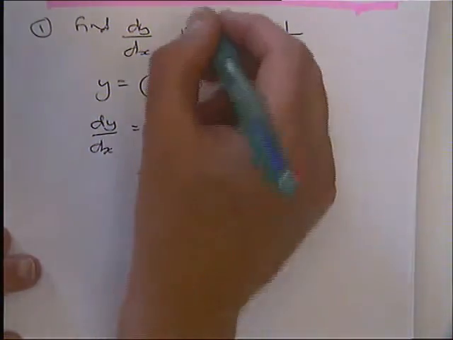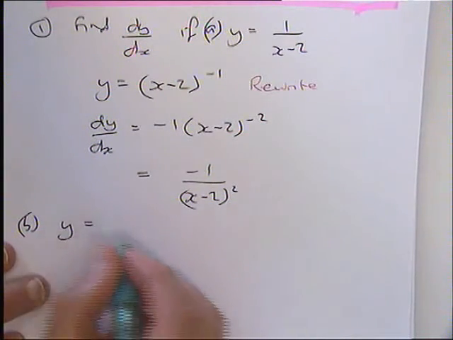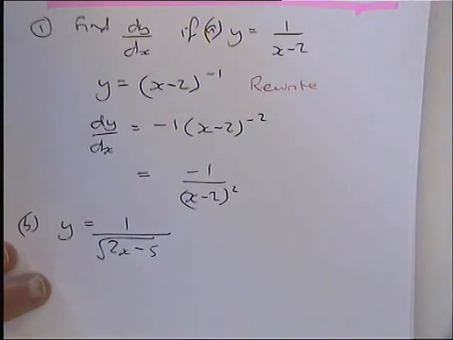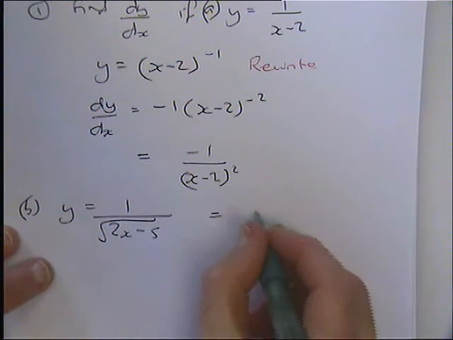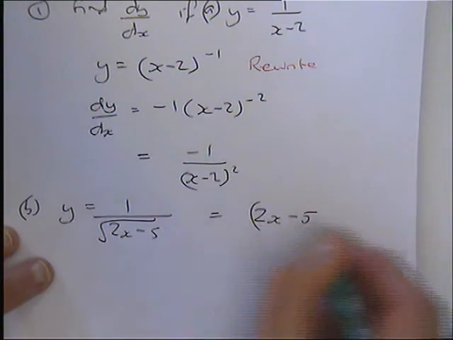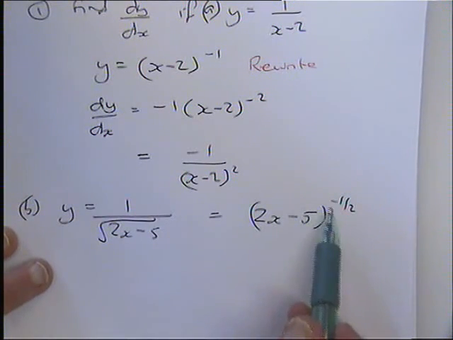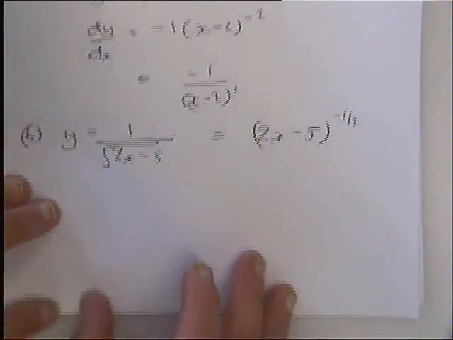Right, let's call that one part A up there, and have another one here, part B, because we are getting slightly more complicated as we go through. This one is 1 over the square root of 2x minus 5. Beth, that'll be 2x minus 5 to the power of minus a half. Yeah, that's right. The 1 over is the minus power. The square root is the power of a half. So you need to rewrite it like that first of all.